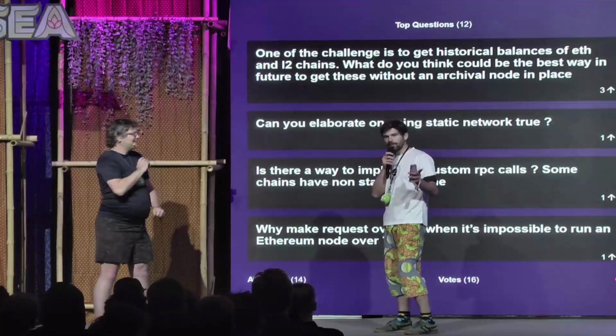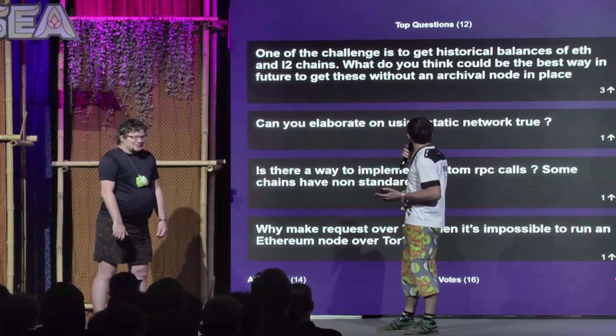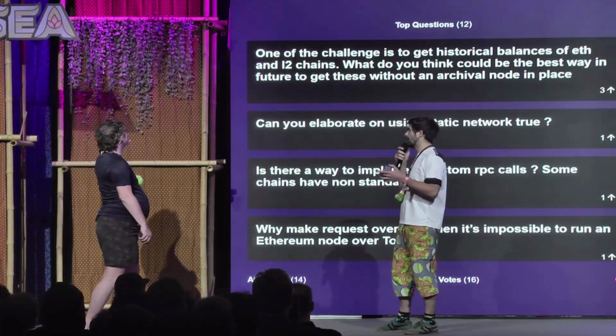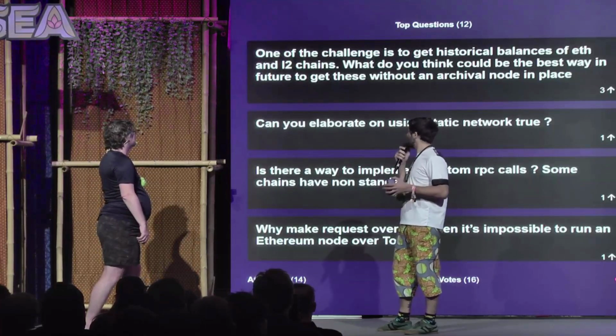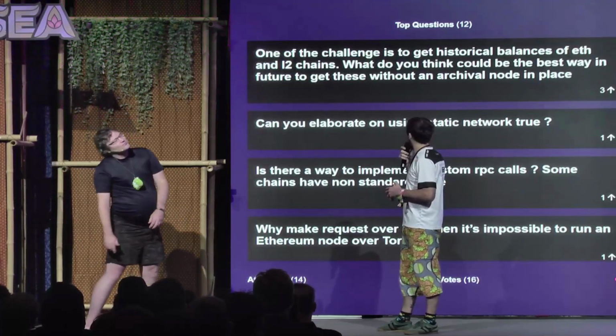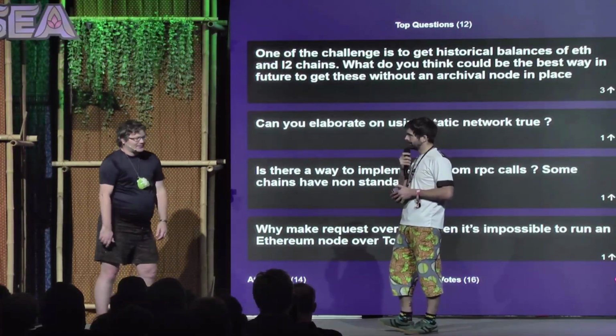Nice. So one of the challenges for developers is to get historical balances of ETH and L2 chains. What do you think could be the best way in the future to get these without an archival node in place? I can totally imagine something like The Graph, but for historical data. We really need some sort of service to support that, and the economic incentives around providing that data always mean you're going to need some sort of paid service. Unless anybody has brilliant ideas, go for it.